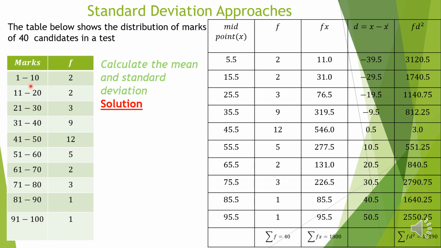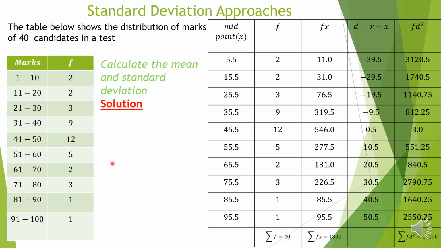So you see the class 1 to 10, its midpoint is 5.5. How do I get this 5.5? It's 10 plus 1 divided by 2. That's upper boundary plus lower boundary over 2. So 11 plus 20 over 2, you're getting 15.5. 21 plus 30 over 2, you're getting 25.5. And then also 31 plus 40 divided by 2, you're getting 35.5. 41 plus 50 divided by 2, you're getting 45.5.